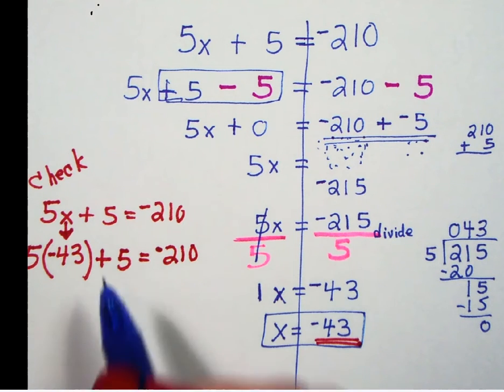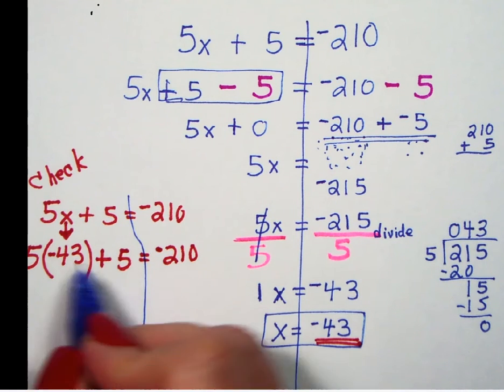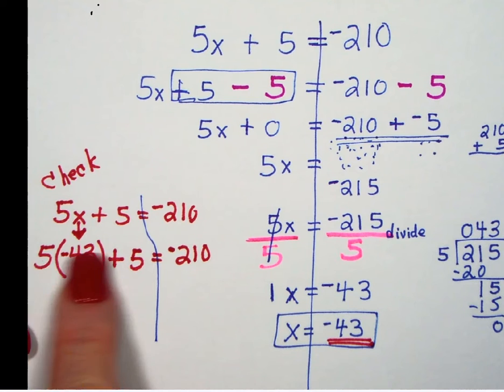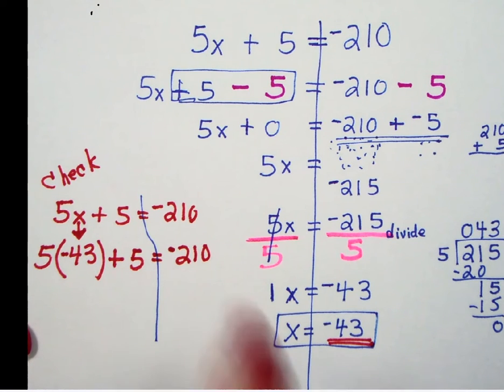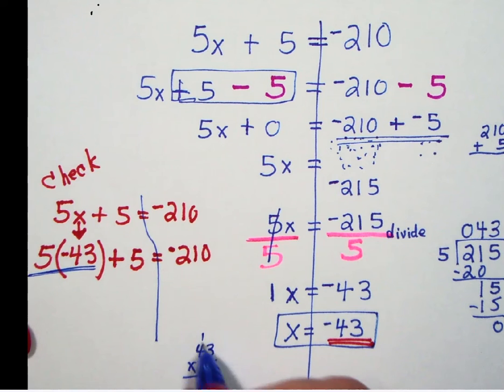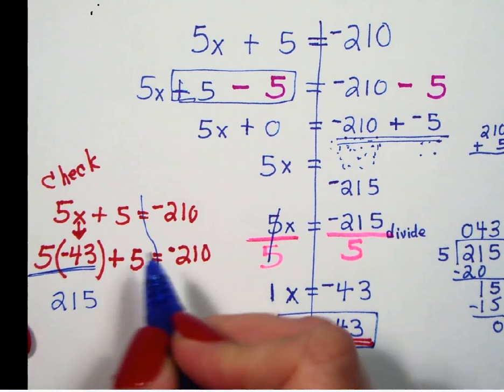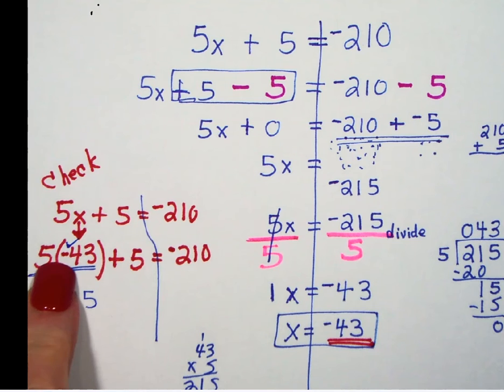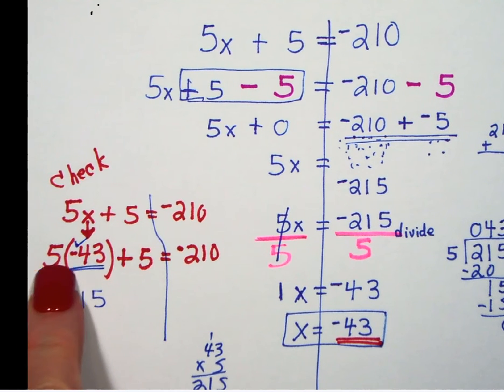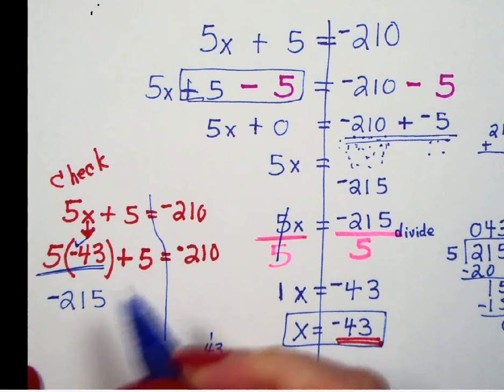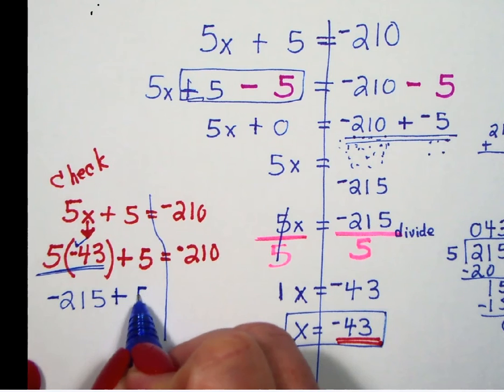Now we're going to solve the left-hand side. And this left-hand side, when we solve it, should come out to negative 210. So we're going to take a 43 times 5, and we get 215. But one negative sign makes a negative in multiplying or dividing. So we have negative 215 plus 5.